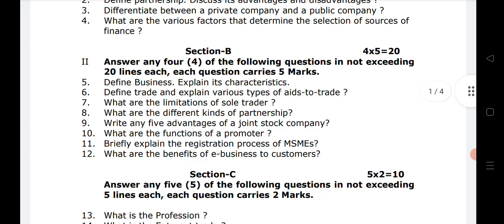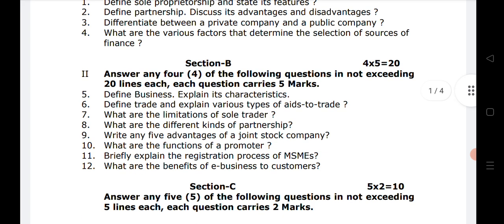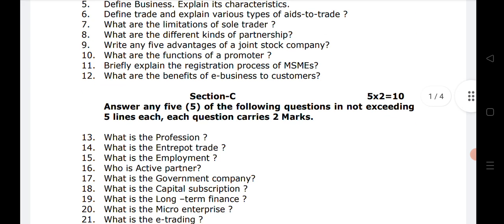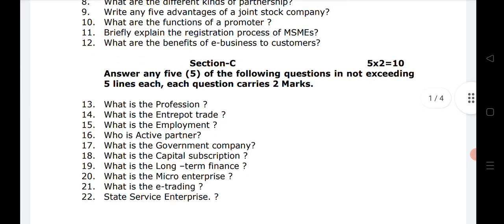Let us go to the next part, that is, answer any four questions, 5 marks. Define business, trade, limitation of sole traders, kinds of partnership, advantage of joint stock company, functions of promoter, explain briefly the registration process of MSME, and what are the benefits of e-commerce.